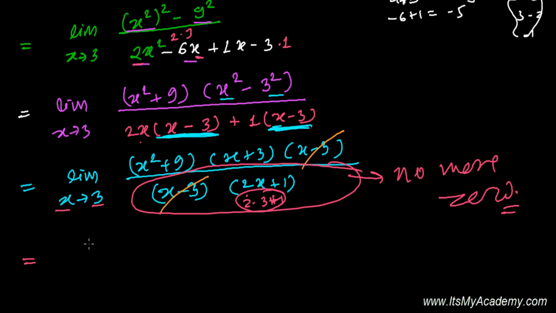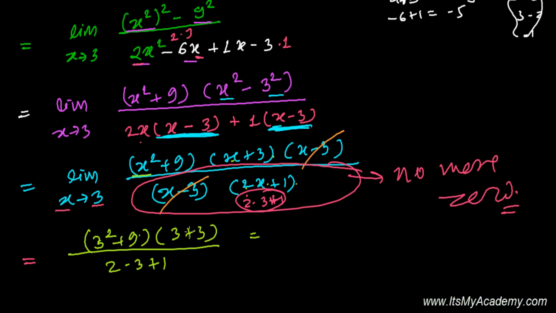So our answer is, let's plug the value of x as 3. We'll get 3 square plus 9, and 3 plus 3, and in the denominator we'll get 2 times 3 plus 1. So we're getting 9 plus 9, that is 18, and 3 plus 3, that is 6, and 2 times 3, that is 6 plus 1, that's 7. And now 18 times 6, that's 108, I think. 108 divided by 7. I don't think we can cancel it further. So that's our answer. So this is how we need to solve whenever our denominator is getting 0.